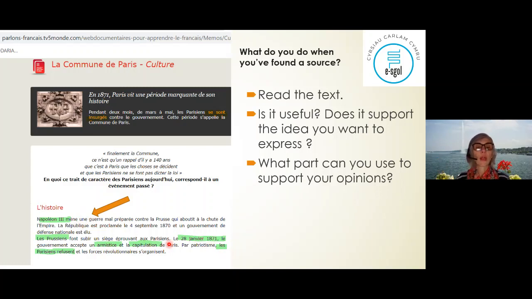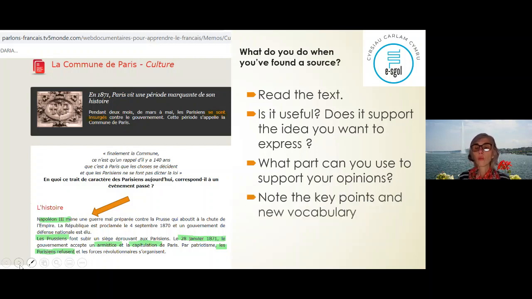What you can find: you've got a date which tells you when the event happened. You've got the protagonists, Napoléon III, les Prussiens, les Parisiens, and the event itself. So all those bits you could use. Highlight them if it's on paper, or if it's online, write notes. So note the key points and the new vocab I already mentioned.